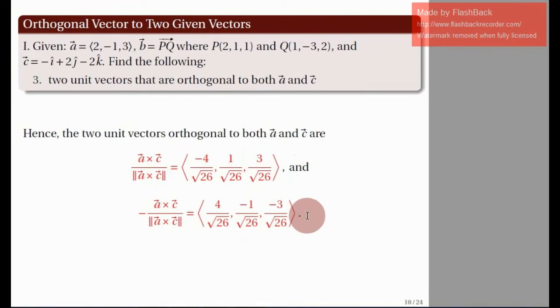Note that this is still a unit vector because multiplying a negative sign to a vector does not change its magnitude. It just changes the direction of the vector, so we're sure that it is still a unit vector, or a vector with norm 1. So we got our two vectors as desired.